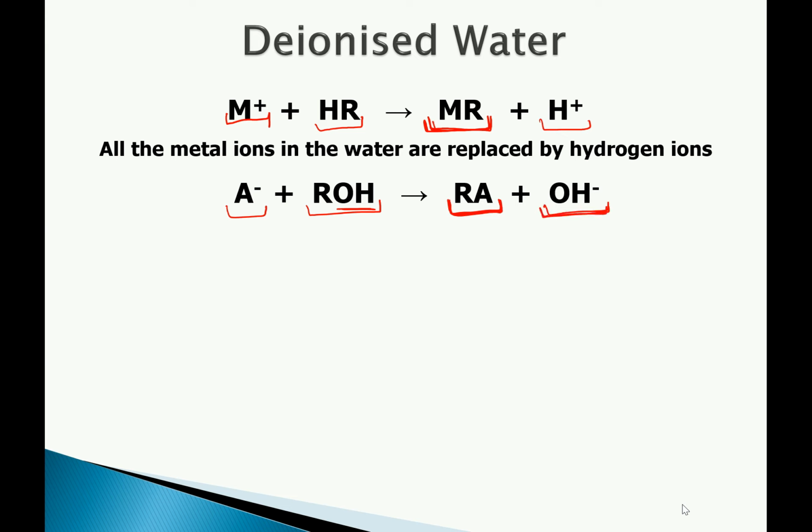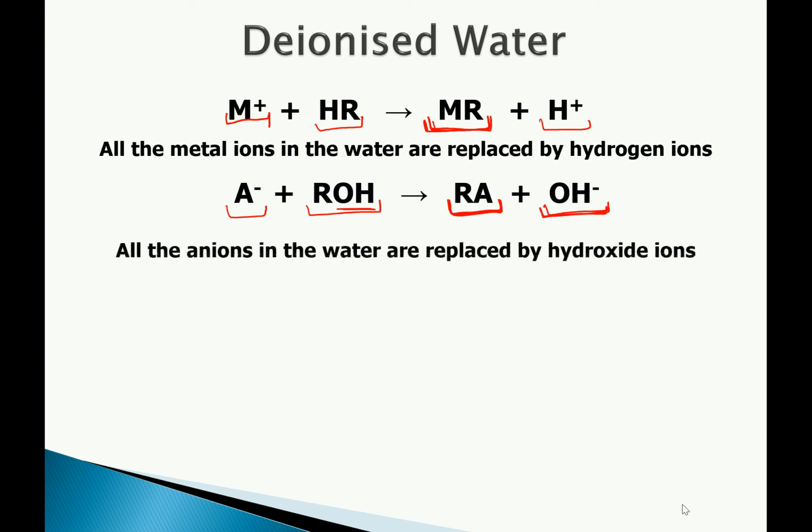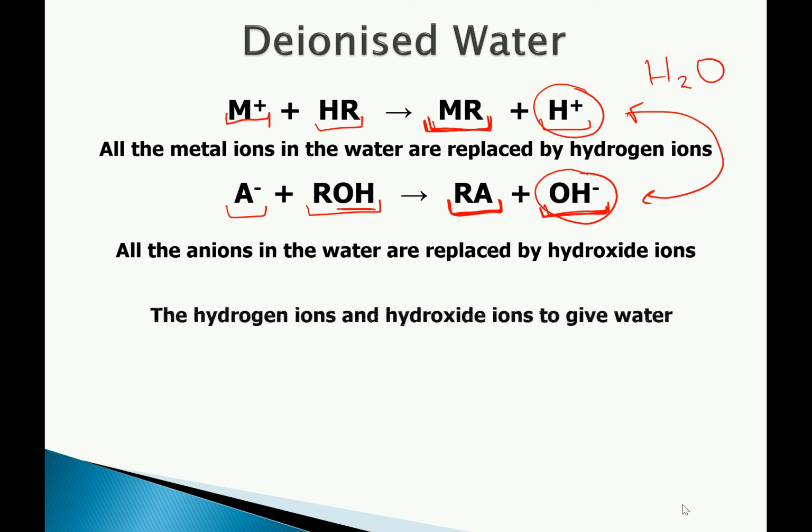And as we've seen in the last slide, the H plus and the OH minus then combine together to form pure water. So we get pure water outside the other end of the deionizer.